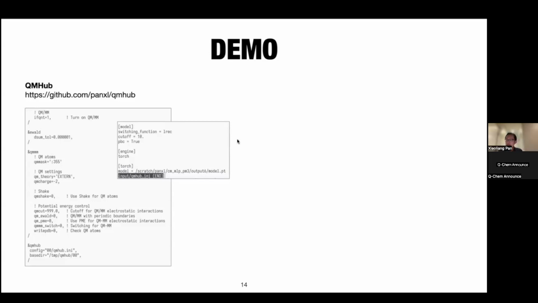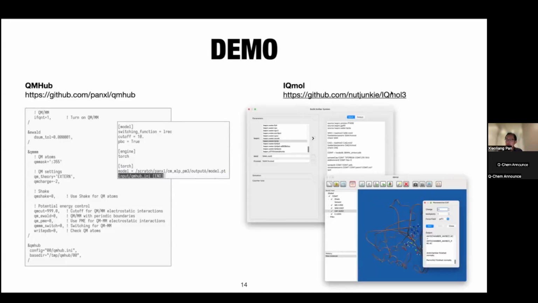And later, I will do a quick demo of how to use IQmol. This is an unreleased feature that's in development. We can use IQmol to prepare QM/MM systems, including QM/MM input files for certain MD packages. So I will demo how to use IQmol to prepare an Amber system to run QM/MM.